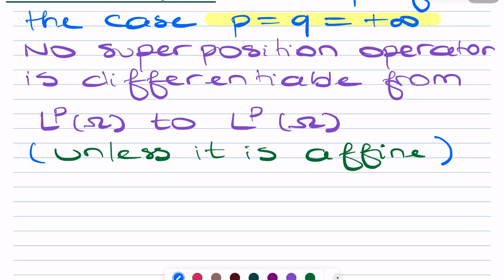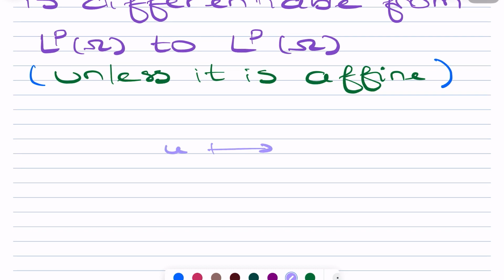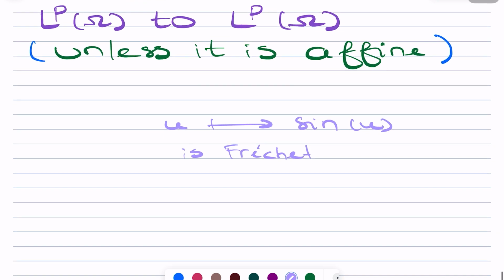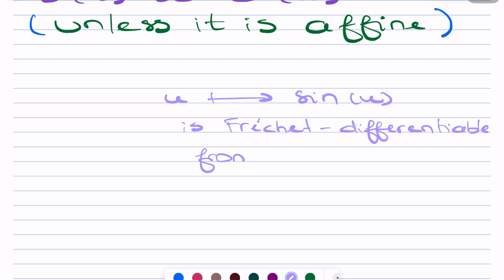that the map which associates to u the sine of u is Fréchet differentiable on L infinity of omega. I said you can prove it using the mean value theorem, applying the mean value property twice. So again, I strongly invite you to prove it.